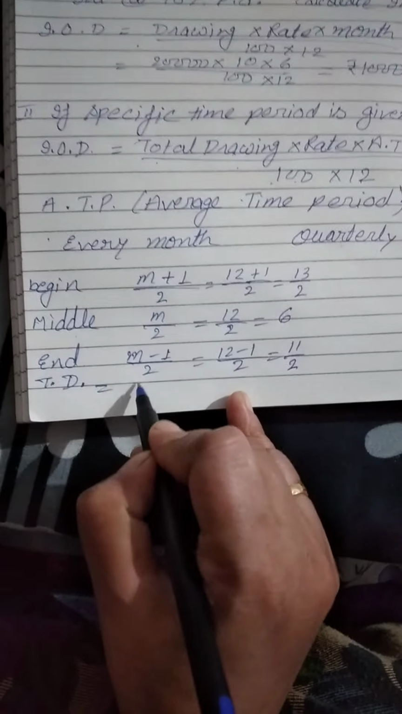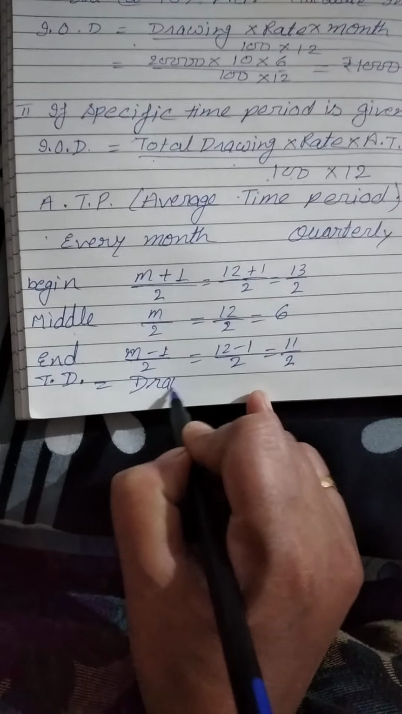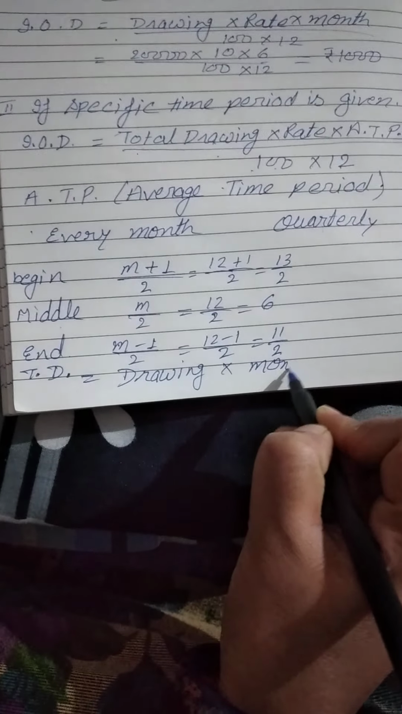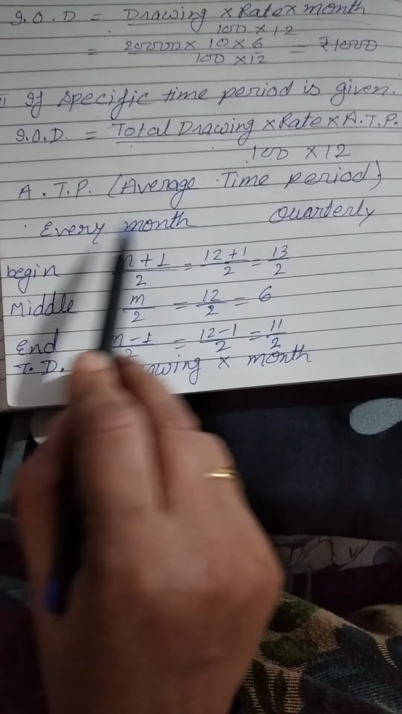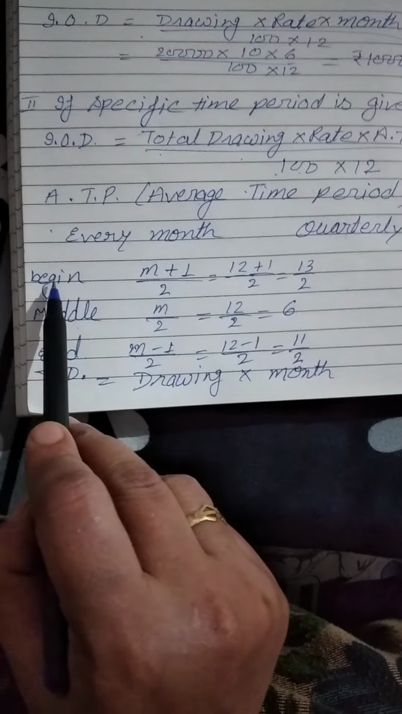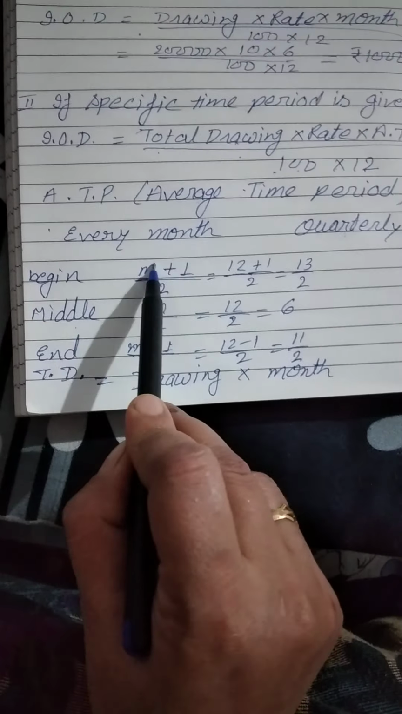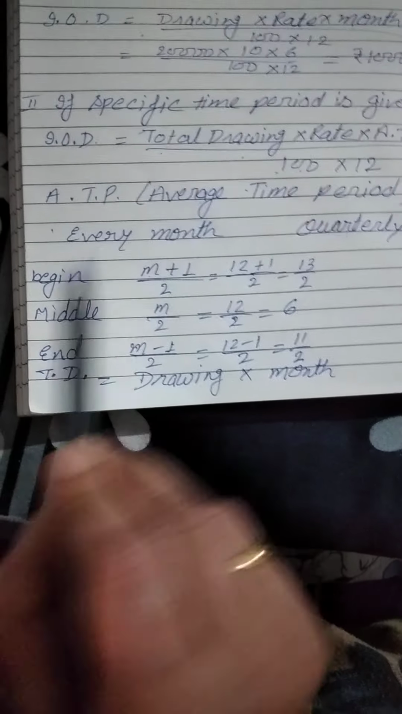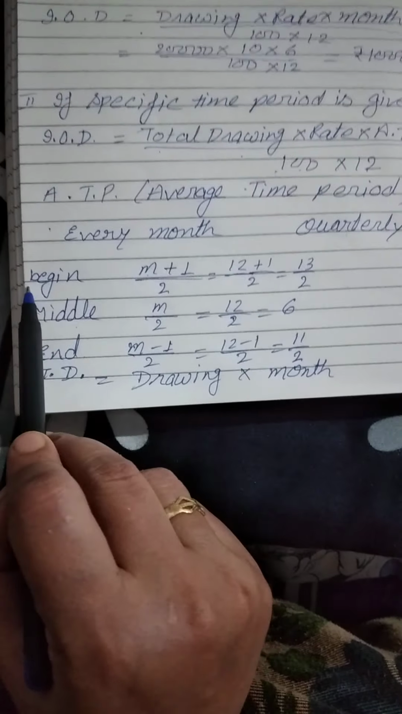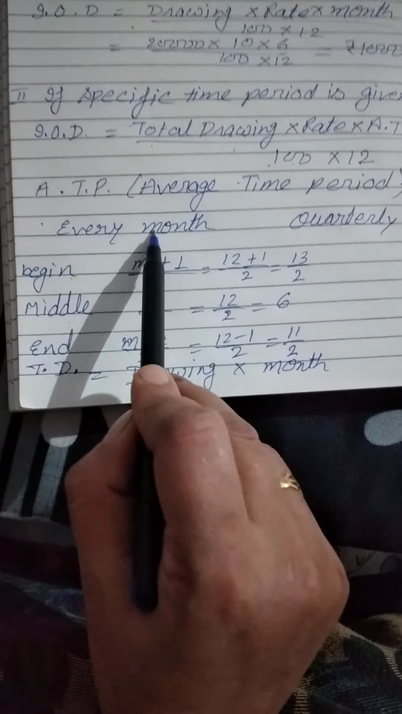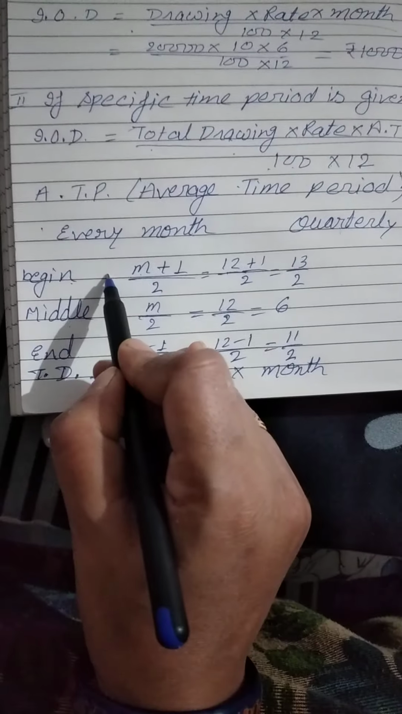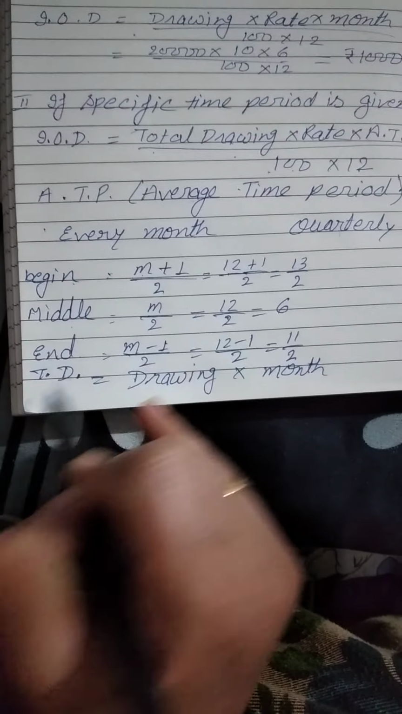So total drawing becomes drawing into months. Here it may be the beginning of every 6 months, or every 9 months. If it is the beginning of every 6 months, then m is equal to 6. If it is the middle of every 6 months, then m is equal to 6. If only the beginning of every month is given in the question, then months become 12, because in a year there are 12 months.